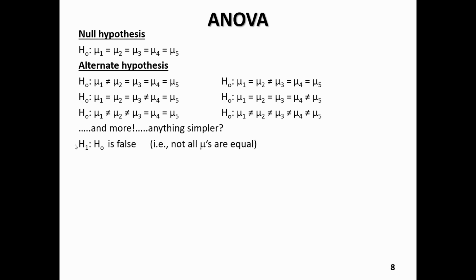And there is. So this is not a typo here, this is what we should have seen here. For H1, the alternative, we would just state simply that our first statement is false, that not all the mu's are equal. And this very general statement captures all of the possible combinations of alternative hypotheses. So this is where we begin our approach.